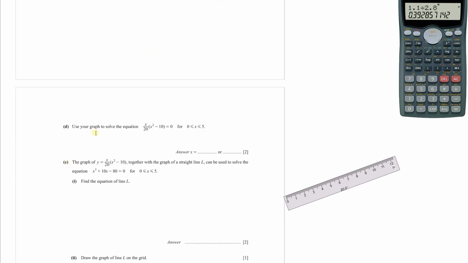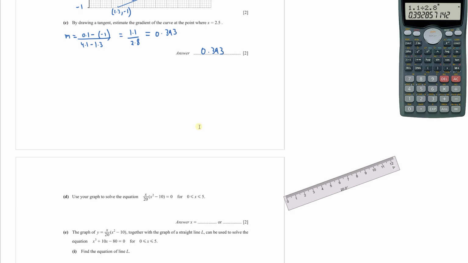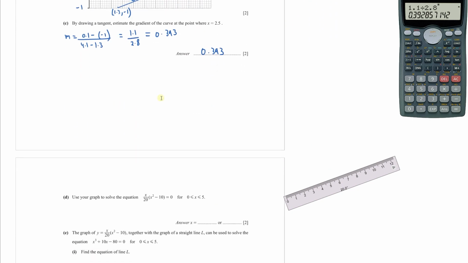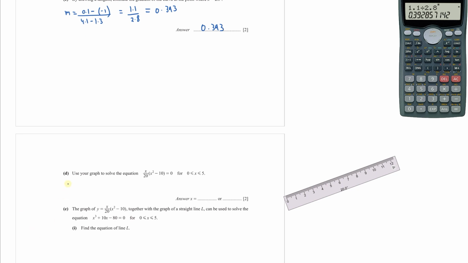Part D is use your graph to solve the equation x over 20 into x squared minus 10 equals 0, for x greater than or equal to 0 and less than or equal to 5. So you've already drawn the equation of this line here, y equals to this. So you have the curve for y equals x over 20 into x squared minus 10.